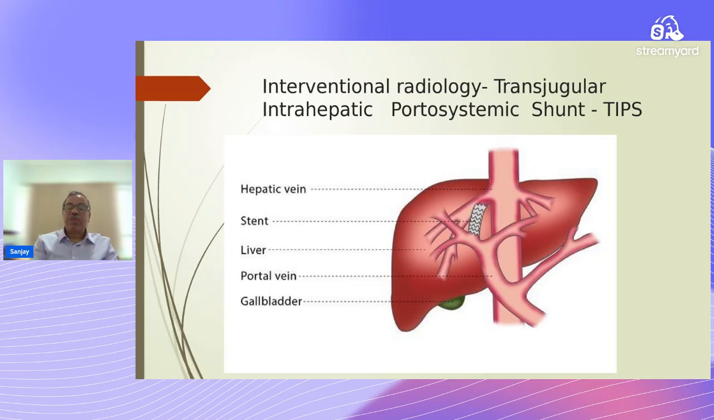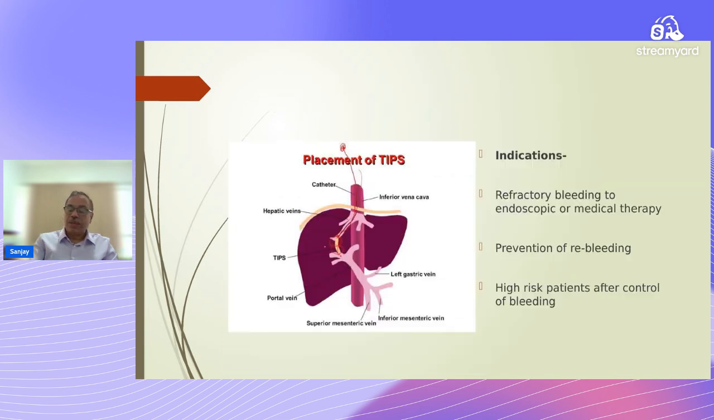So TIPS plays a very important role. We'll see what are the indications of doing TIPS in a patient of acute variceal bleed. The indication of doing a TIPS is refractory bleeding to any endoscopic or medical therapy. That means first you manage endoscopically or medically, but the bleeding continues in acute variceal bleed. In that case, the person would be a candidate for TIPS.